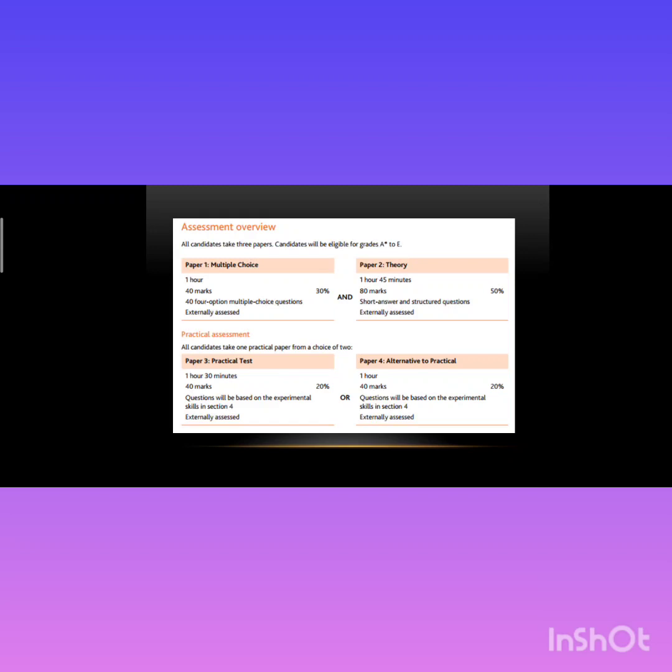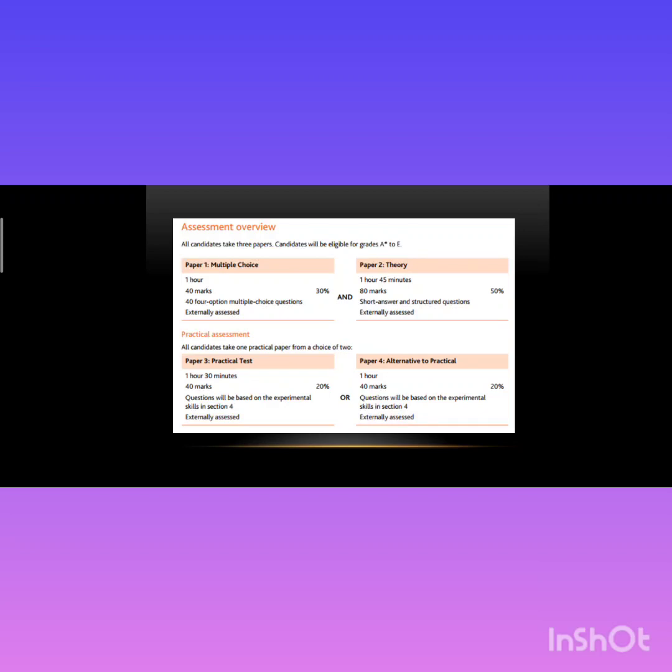So, first of all, what is the assessment overview? My dear students, there are three components of the Cambridge chemistry syllabus. The first paper will comprise multiple choice questions and they will be 40 in number. So overall you will have 40 multiple choice questions. There will be four choices for each question and you have to choose only one, and then you have to write down the answer on a separate bubble sheet provided.